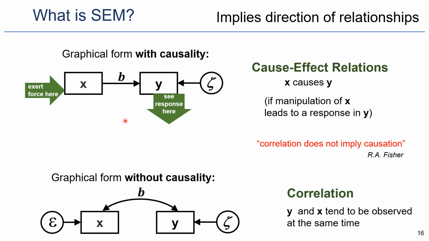And this is a very important issue in science because, as you might remember, correlation does not imply causation. This is a famous quote of Ronald Fisher. And when we think about causation, we can say that X causes Y if the manipulation of X leads to the response in Y. But in contrast to that, if Y and X tend to be observed at the same time but not necessarily affect each other, then we would say that they do correlate. And the idea of causality in our systems comes from the scientist, from the knowledge of the researcher who builds the hypothesized model.